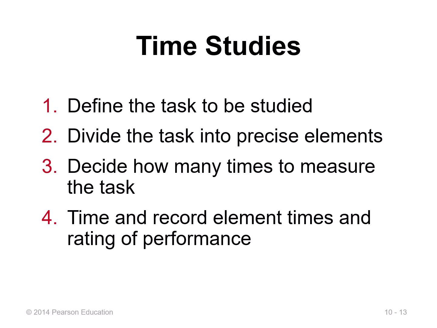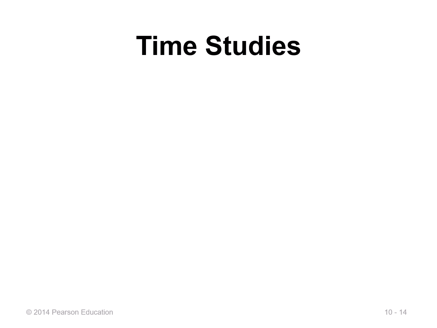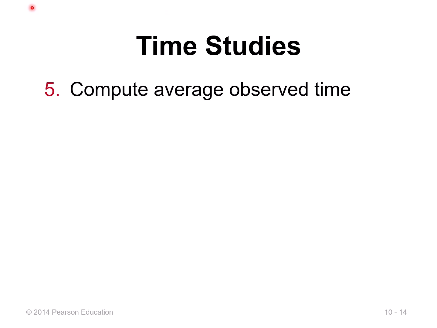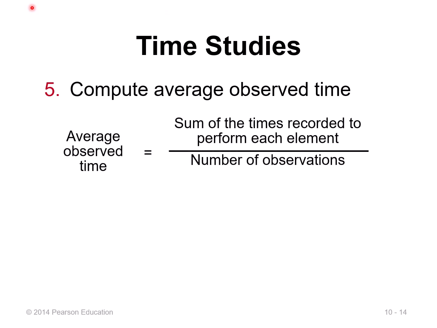So here, previously we covered the first four steps in conducting a time study. Now let's move forward with the next crucial step in the process: computing the average observed time and normal time. Once we've recorded the necessary time observations, the next step is to analyze the data.